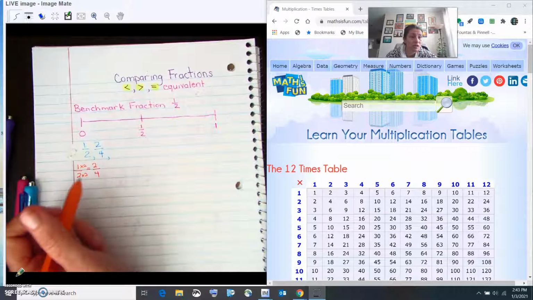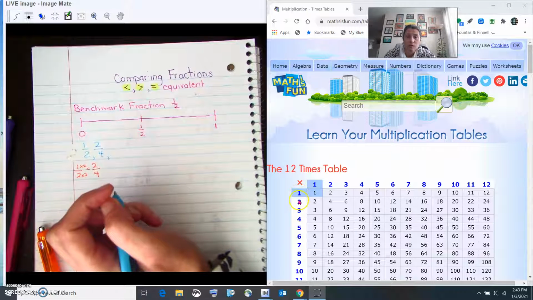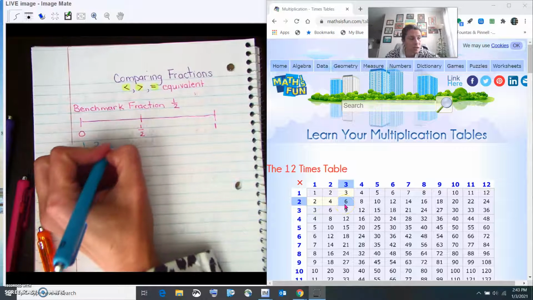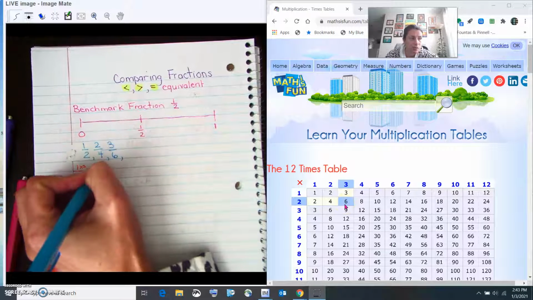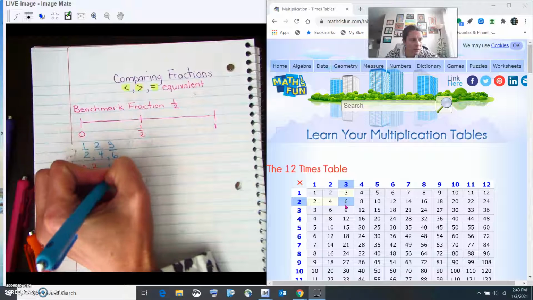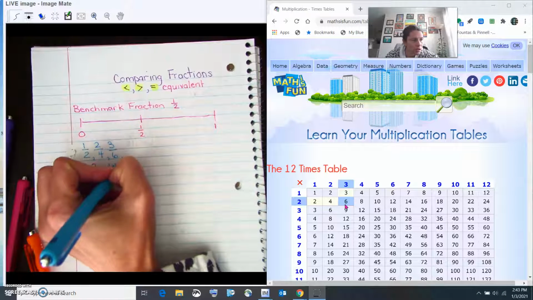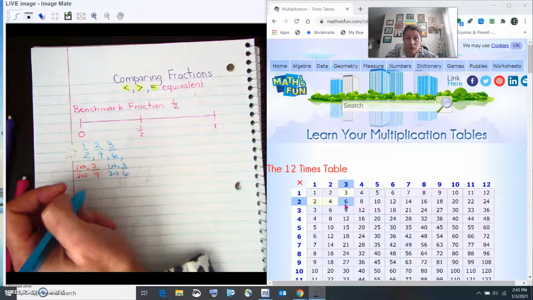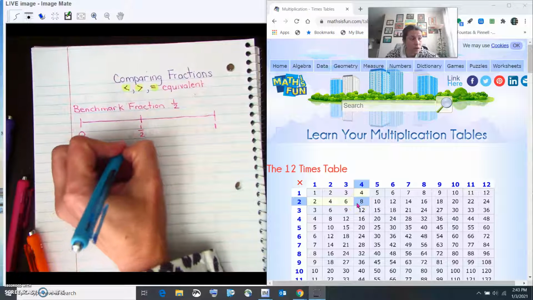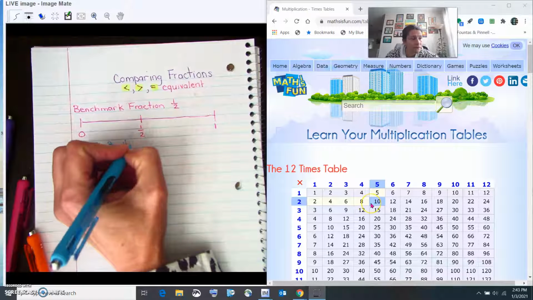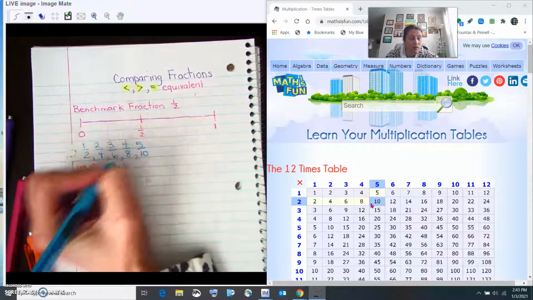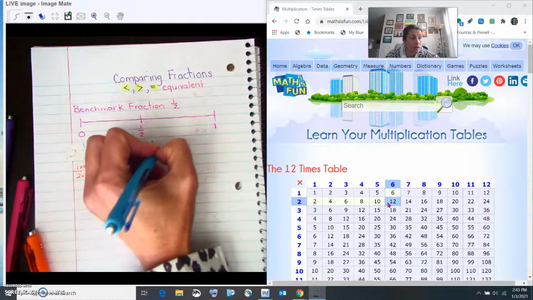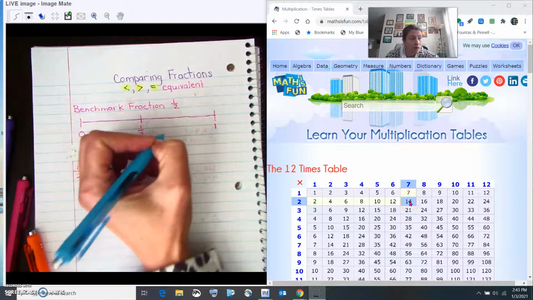But another trick that you can use is your multiplication table. So here's 1/2. We see 1/2, 2/4, then the next one is 3/6. And if we do 1/2 times 3 equals 3/6. So we can either multiply them out to find them, or we can use our multiplication table. So our next one is 4/8, 5/10. Remember, these are all equivalent to 1/2. 6/12, and I'm going to write them all the way up to 12.